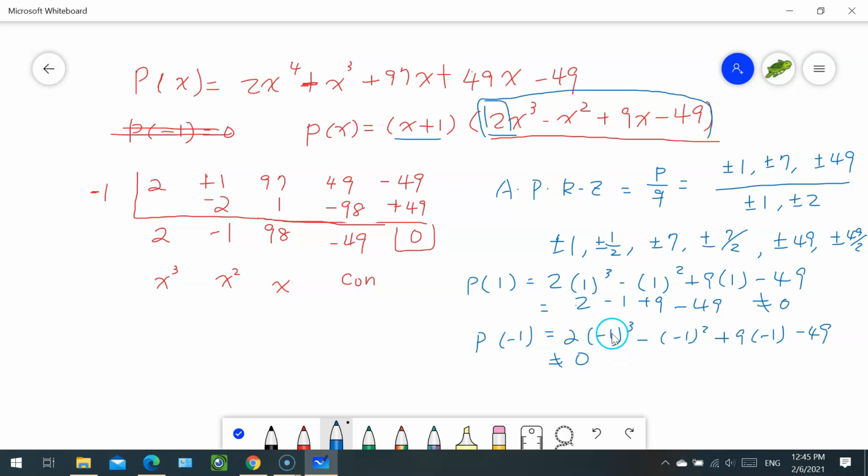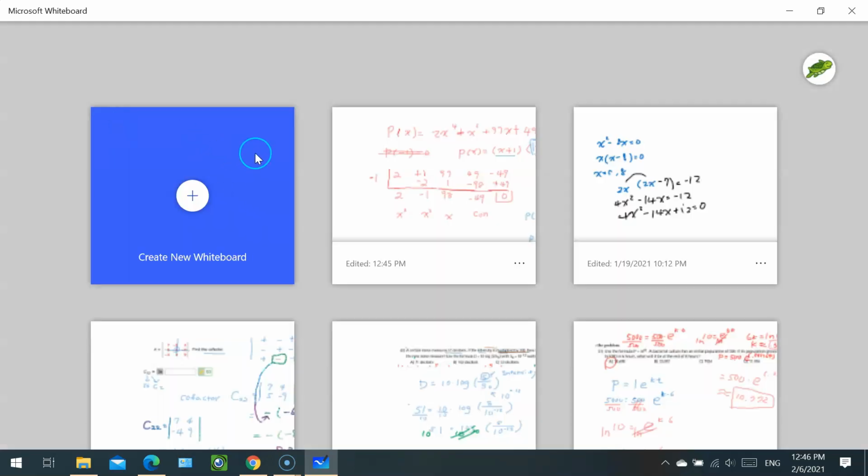We try the half. So when I have p of half, plug in here, you can do the calculation, alright? But when I have p of half substituted into this part of the function, it gave me the 0. So now I'm going to use synthetic division to depress this part of the polynomial function into another piece. So we do the work here.